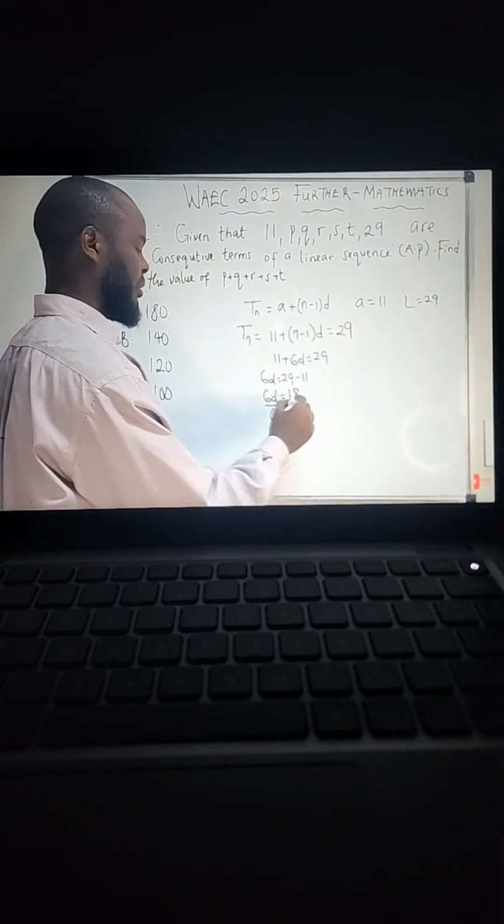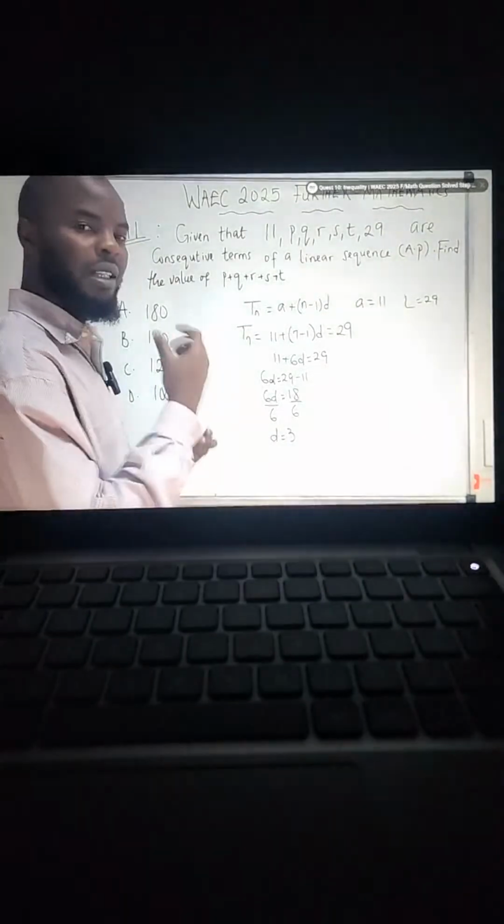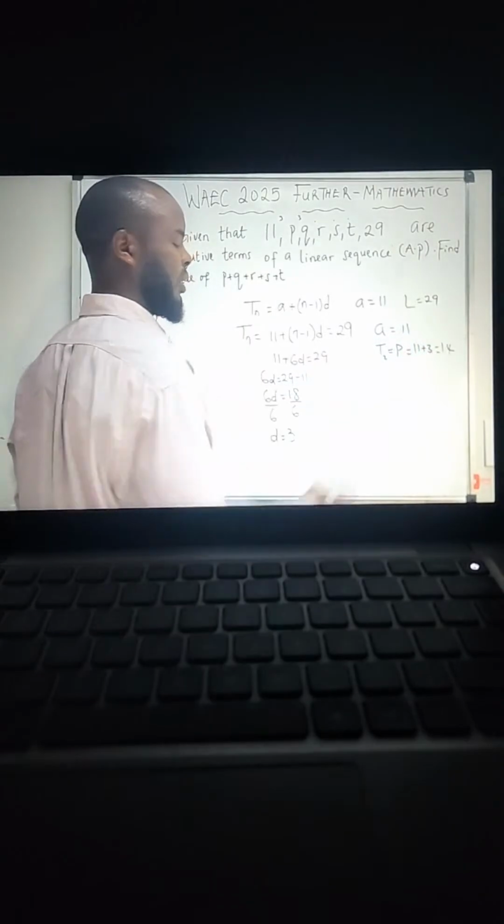Dividing both sides by 6, then my common difference d is 3. Now, this is easy. We know the common difference to be 3. And for the arithmetic progression, they have the same common difference. That is, the common difference here is 3, 3, 3, 3, 3. So if the first term is 11, then our T2, which is the second term, which is the same thing as P, should be 11 plus 3, which is 14.